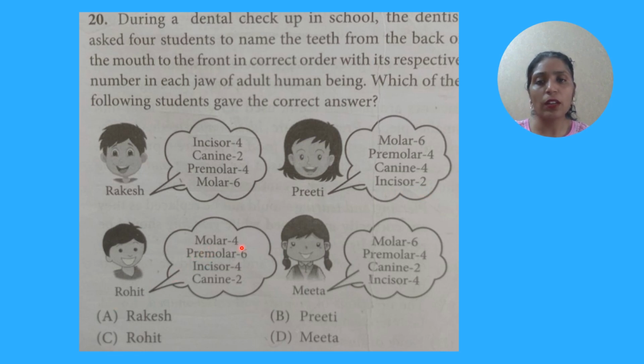Rohit, molar 4, premolar 6. Rohit is wrong for molar 4. Now Meeta is saying molar 6, premolar 4, canine 2, incisor 4. Definitely Meeta is right because she is going from back to front with the correct numbers of each tooth.